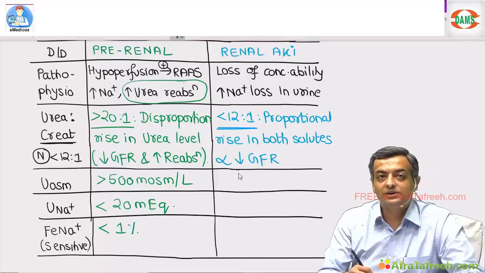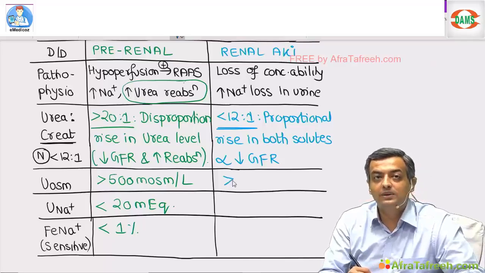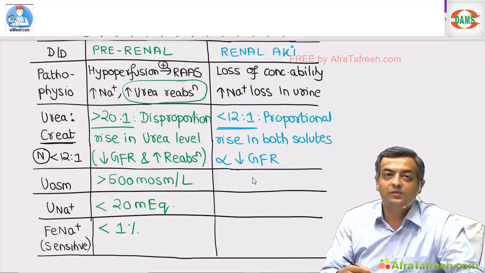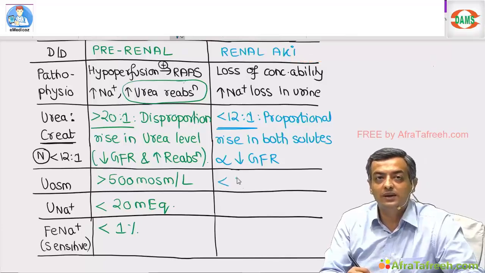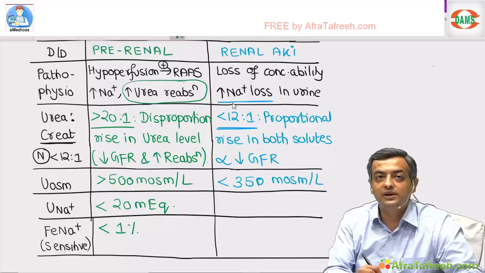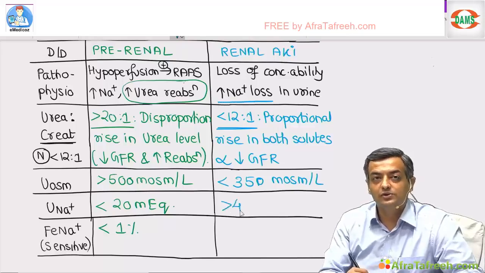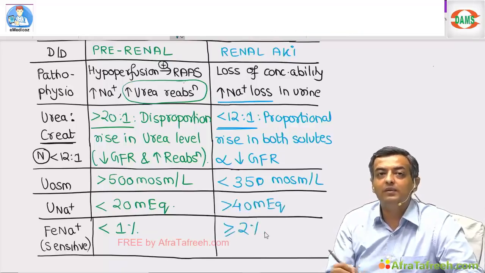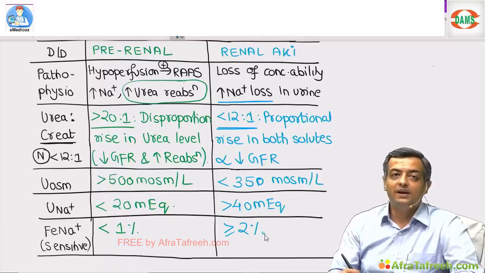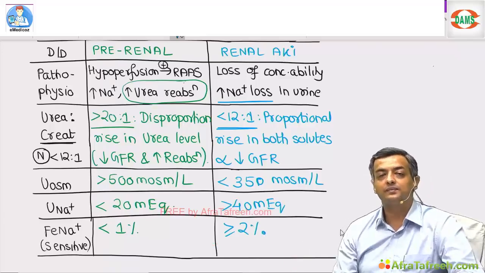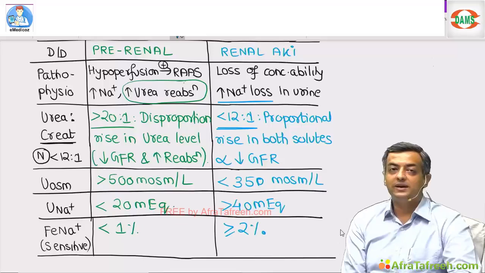But if the patient has urine osmolarity less than 350, dilute polyuria, sodium is lost, water is also gone, less than 350 milliosmol per liter, but the sodium is lost in the urine, so sodium is more than 40 milliequivalent. FeNA is minimum 2%. FeNA will be minimum 2% in case of renal AKI. So very important chart this is.